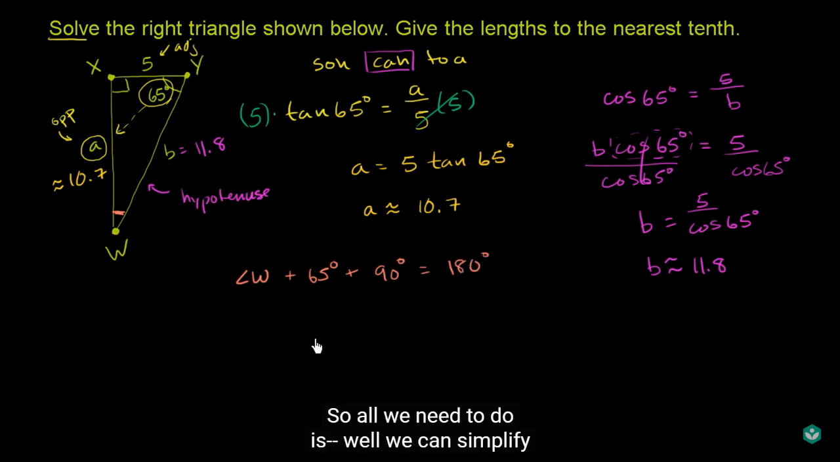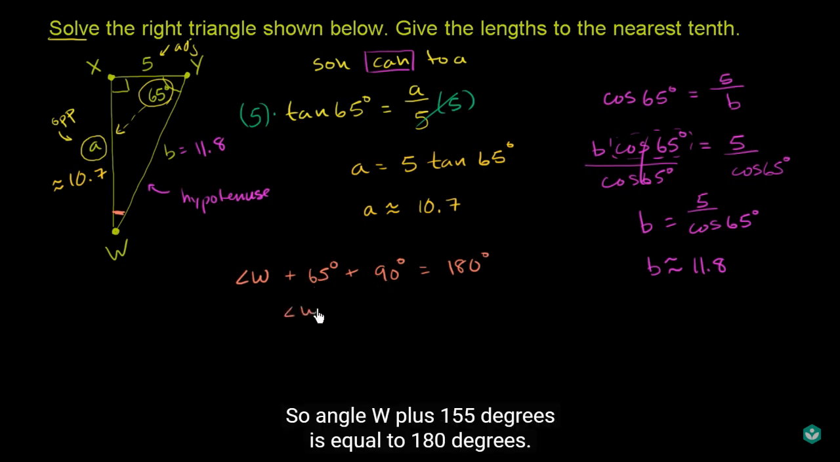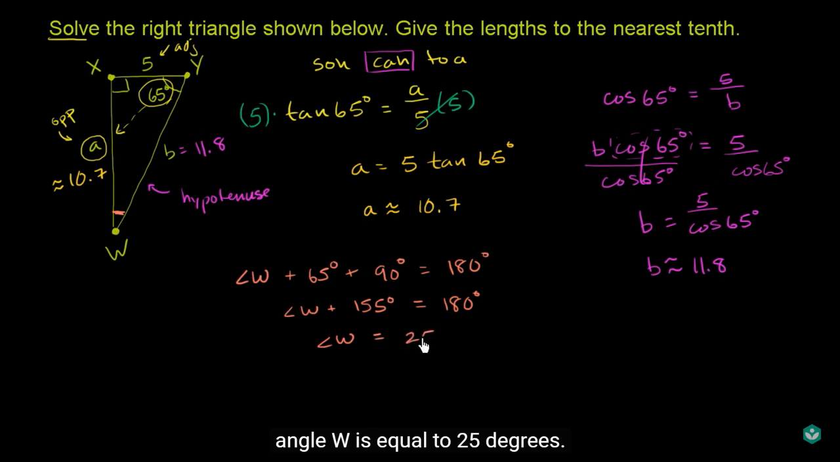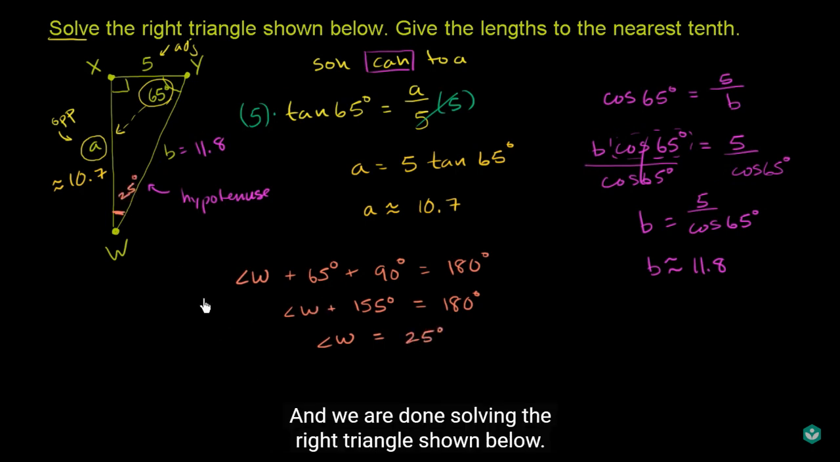So all we need to do is, well, we could simplify the left-hand side right over here. 65 plus 90 is 155. So angle W plus 155 degrees is equal to 180 degrees. And then if we subtract 155 from both sides, angle W is equal to 25 degrees. And we are done solving the right triangle shown below.